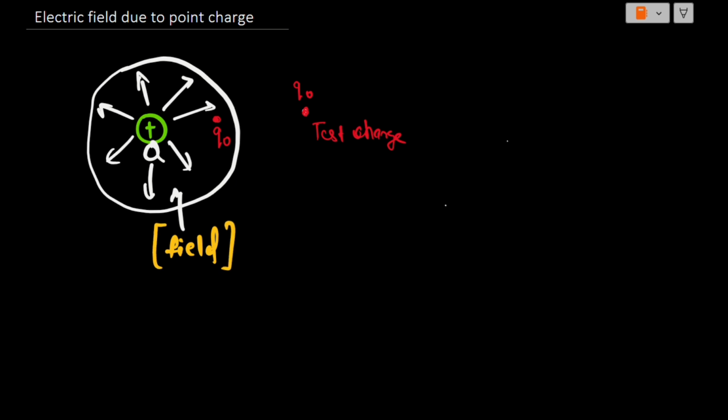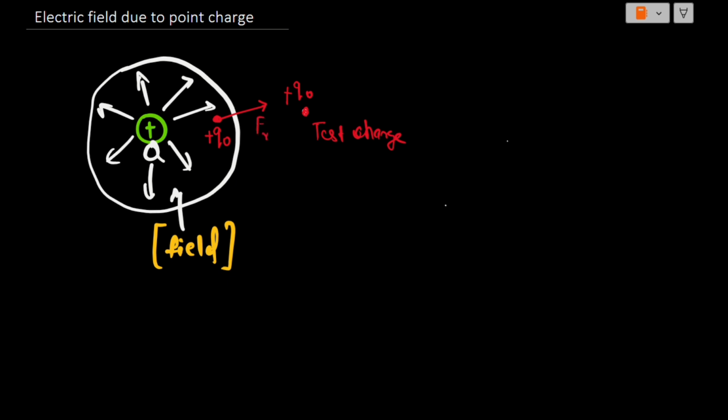Now since the test charge is positive, the test charge will be repelled by this big charge. Why? Because this charge is positive and the test charge is also positive. We know that two like charges always repel each other, so there is a force of repulsion that will act on this test charge.